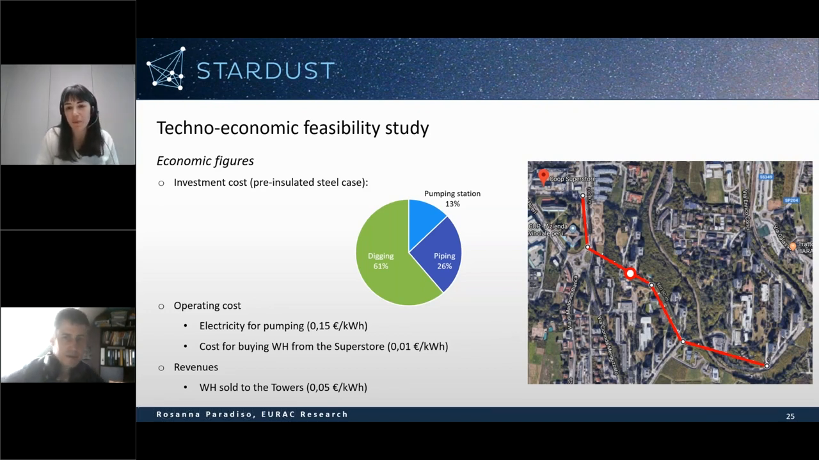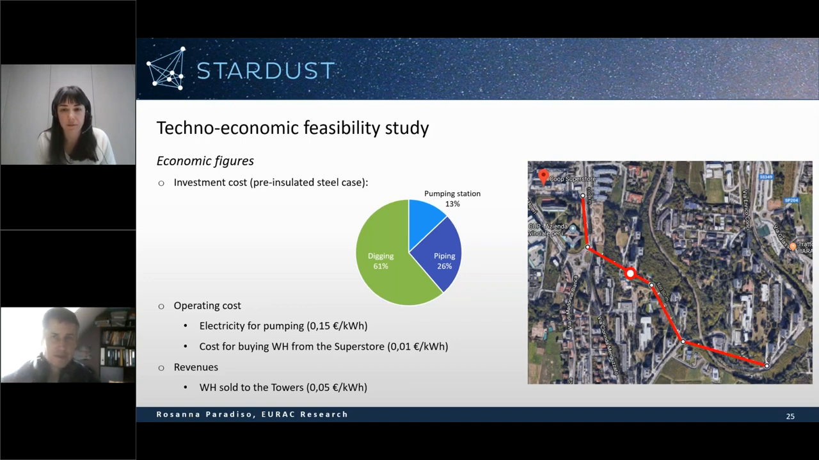That's a good point. It is considered that the waste heat delivered from the COP Superstore to the towers will be increased. The temperature of the water would be increased by using heat pumps. But we didn't consider the heat pumps in our calculation, because it is supposed that the heat pumps are owned by the towers, let's say.